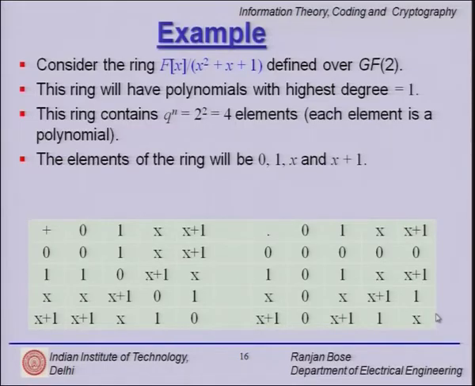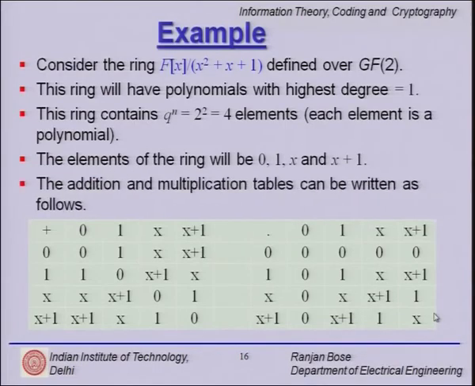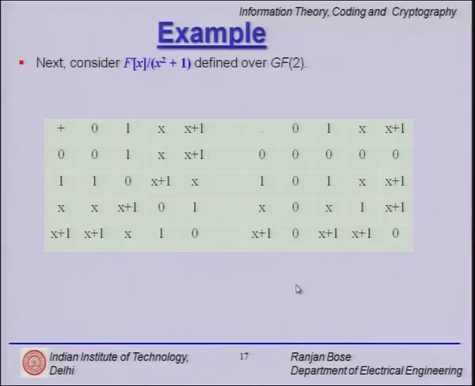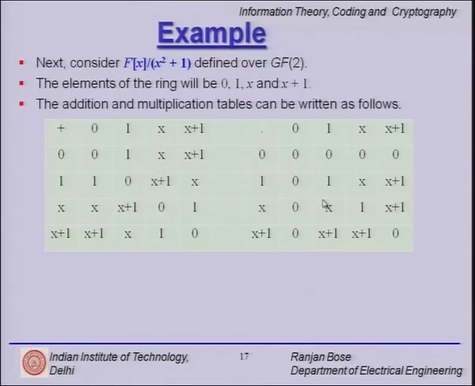So, therefore, what we would like to do is go to another example. Now we look at another example, f of x divided by this polynomial x squared plus 1, again defined over GF(2), and again the elements will be 0, 1, x and x plus 1, and again I can write the addition and multiplication tables for these two.